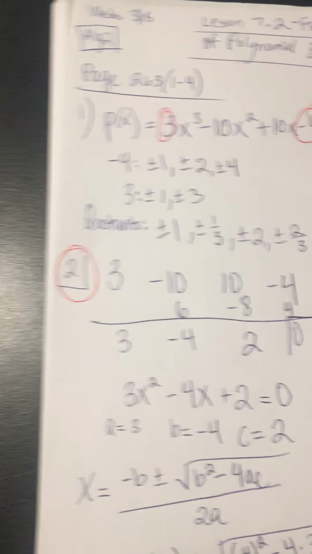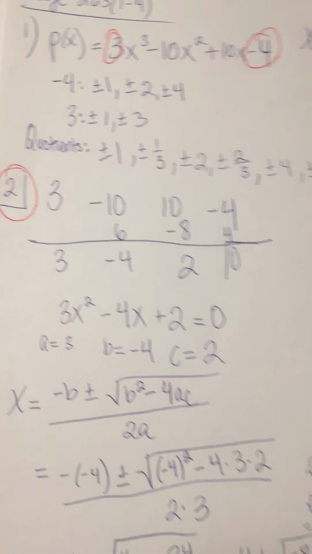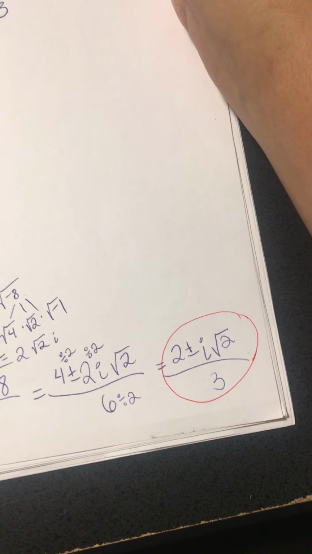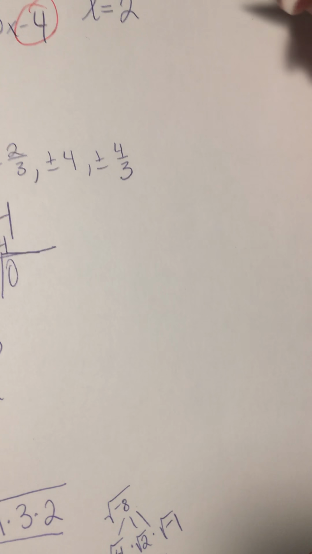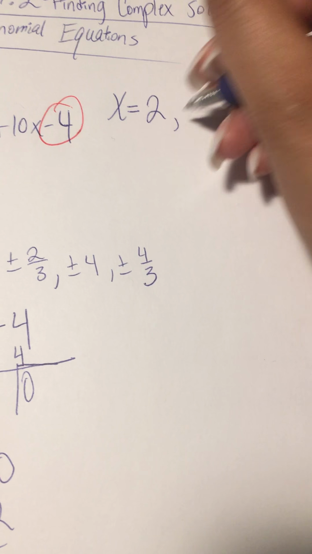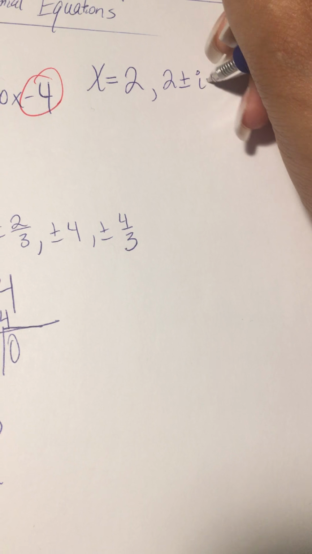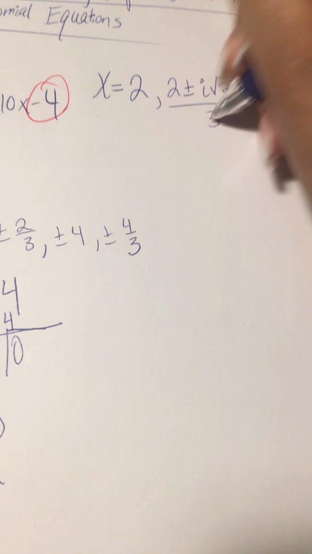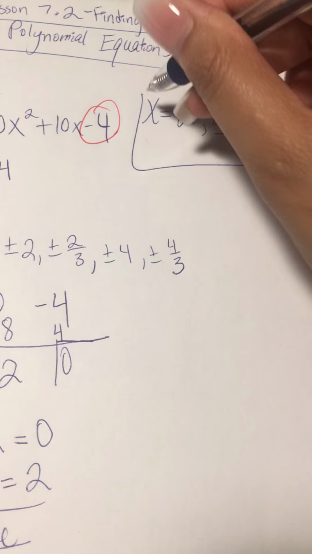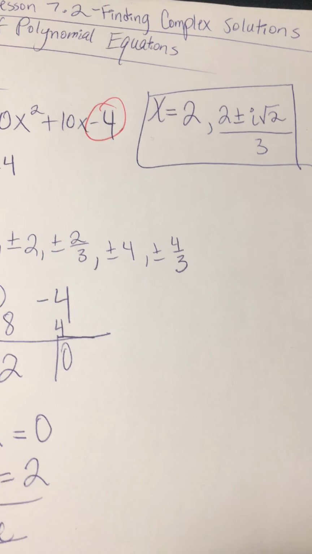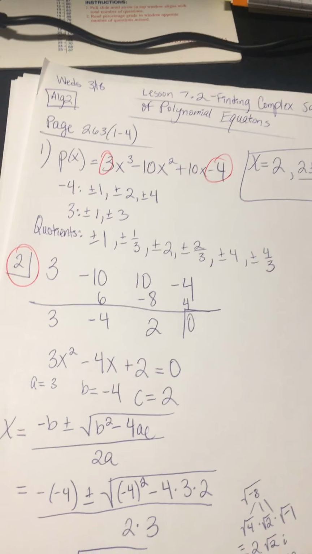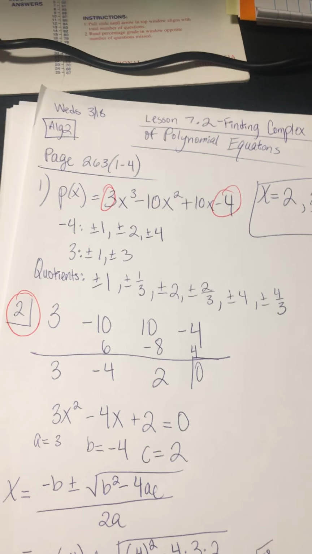So my first root is 2. My second and third were 2 plus or minus I root 2 over 3, so I'm going to bring that to my answer, separating them by commas. And those are my 3 zeros. This was number 1 from page 263, Wednesday, March 18th.